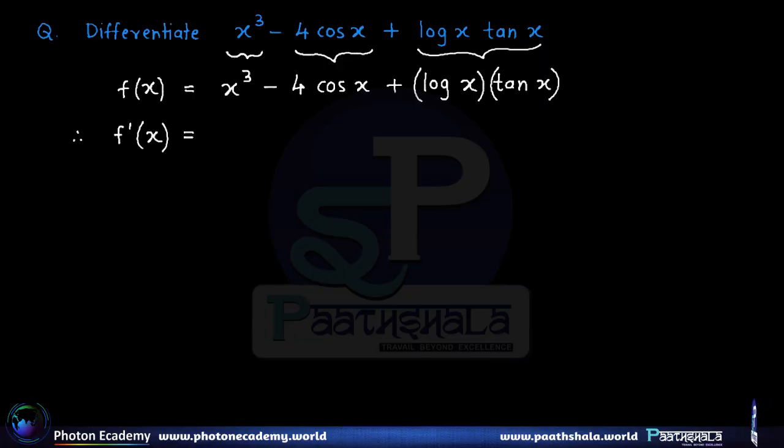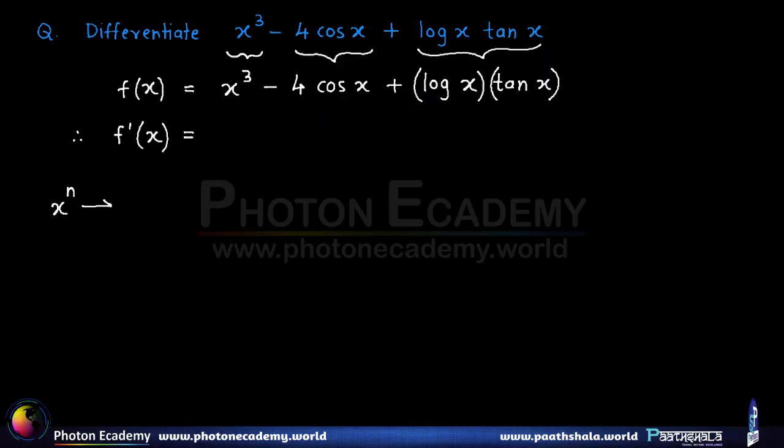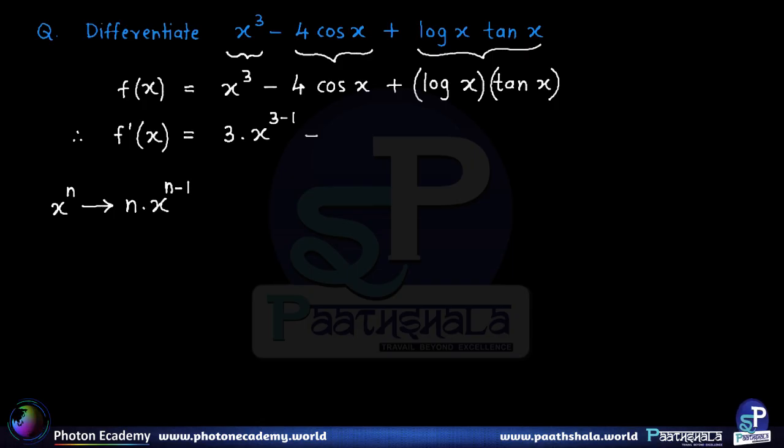x cube, that is of the form x raised to n, right? And if we remember, the derivative of x raised to n is n into x raised to n minus 1, correct? So therefore derivative of x cube will be 3 into x raised to 3 minus 1, okay? Which is 2, but I have purposefully written it since we are doing it for the first time. Minus, now 4 is a constant, so it will remain as it is, and derivative of cos x is minus of sin x from the standard table. Okay?